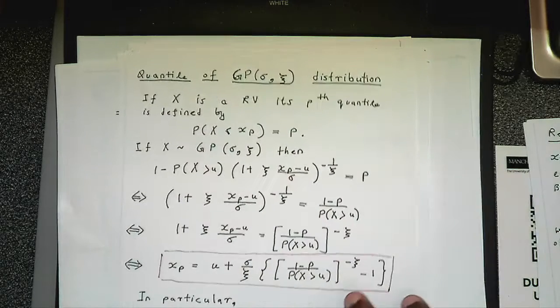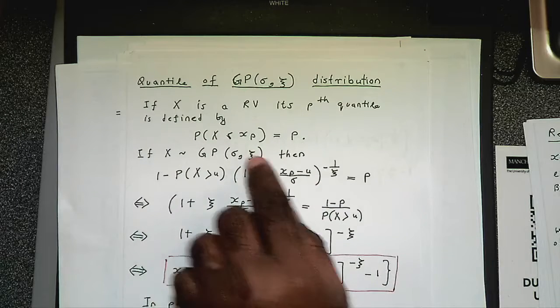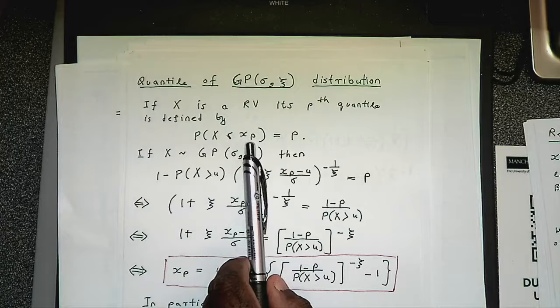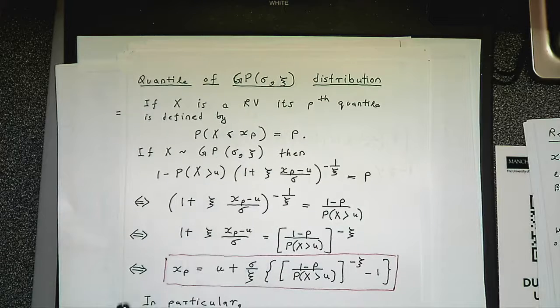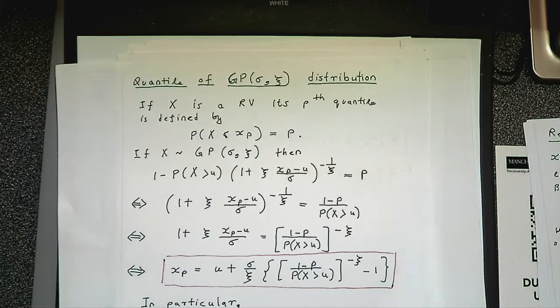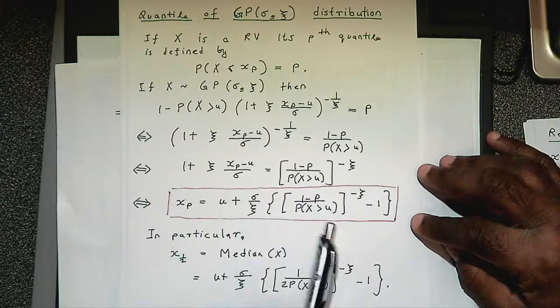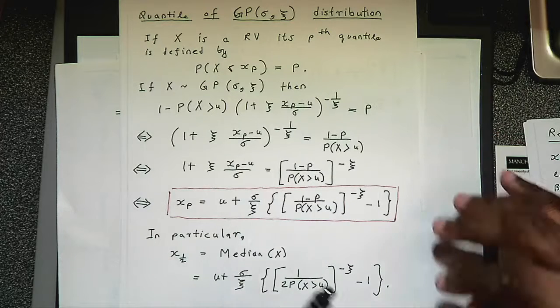And the next slide is the quantile. Remember, the quantile is defined by this formula, and you should solve this for a generalized Pareto random variable. Your quantile will be equal to this. It will be given by this, right?